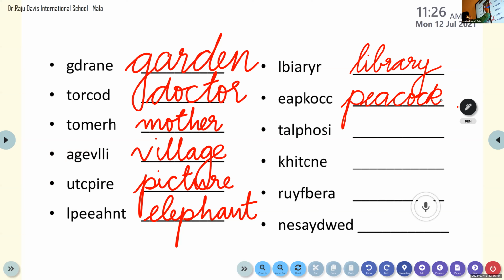Yes, Evelyn, come on, Evelyn. Do the next word. T-A-L-H-O-S-I. So what is that word? When you rearrange the letters, what word will you get? We know that when the letters are not arranged in the proper order, we may not get a meaningful word. So this is not a meaningful word. Now we have to rearrange the letters.